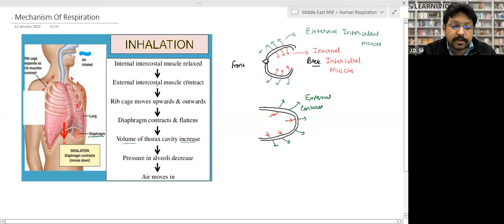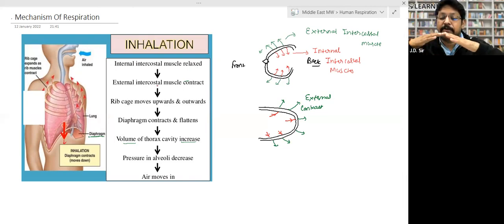The diaphragm is a curtain-like structure. When it is like this, it is a convex structure. When we breathe in, it will become flat. When it becomes flat, the volume will automatically increase.